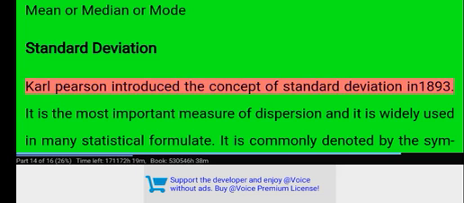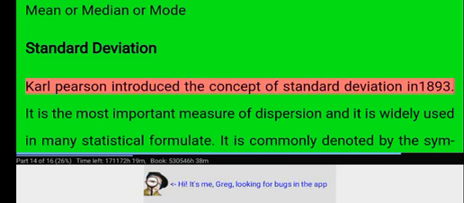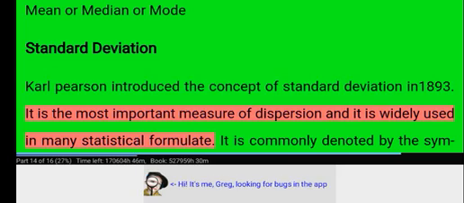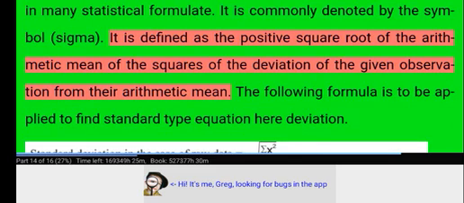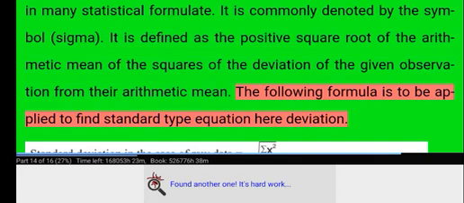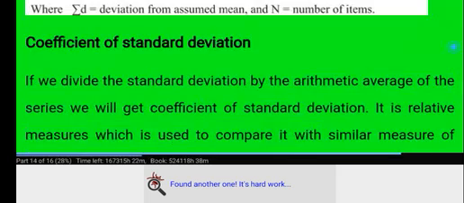Standard deviation. Karl Pearson introduced the concept of standard deviation in 1893. It is the most important measure of dispersion and it is widely used in many statistical formulae. It is commonly denoted by the symbol sigma. It is defined as the positive square root of the arithmetic mean of the squares of the deviations of the given observations from the arithmetic mean. The following formula is to be applied to find the standard deviation.